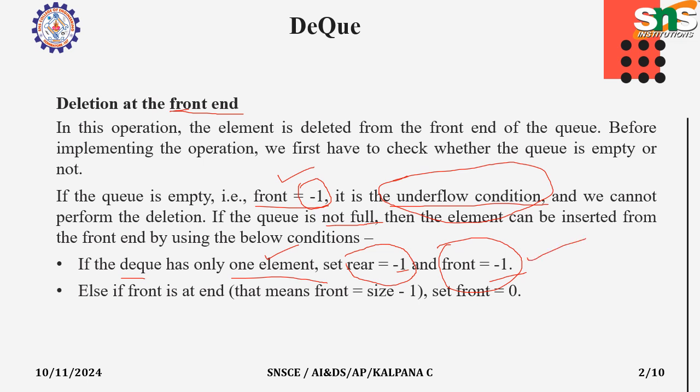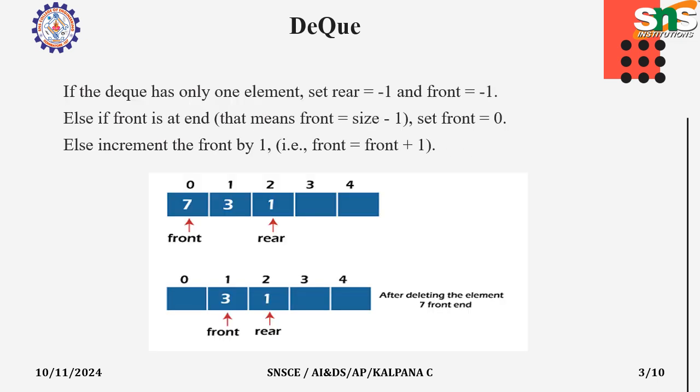And else, if front is at the end, what do I have to do? I have to set front equal to 0 in this case for performing the deletion operation. Let's see. If it has only one element, I set rear equal to -1 and front equal to -1. Else if front is at the last position, I have to set front equal to 0, because I am going to delete at the front.